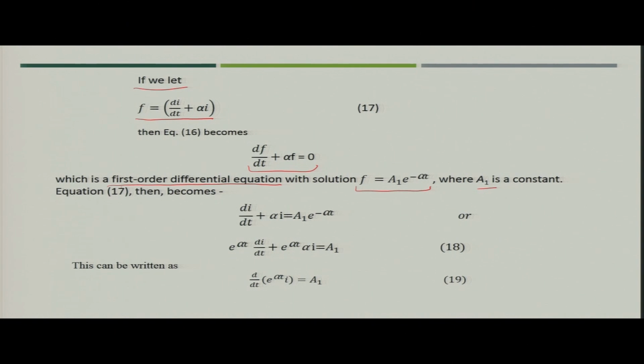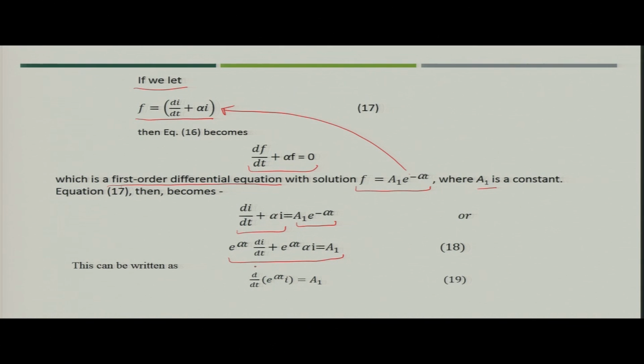Now, if you put the value, then di by dt plus alpha i would be nothing but A1 e to the power minus alpha t. So, you assumed f, and this value of f you have got as A1 e to the power minus alpha t; you put this value again in this equation. So, you will get di by dt plus alpha i is equal to A1 e to the power minus alpha t. When you rearrange, you will get this equation.